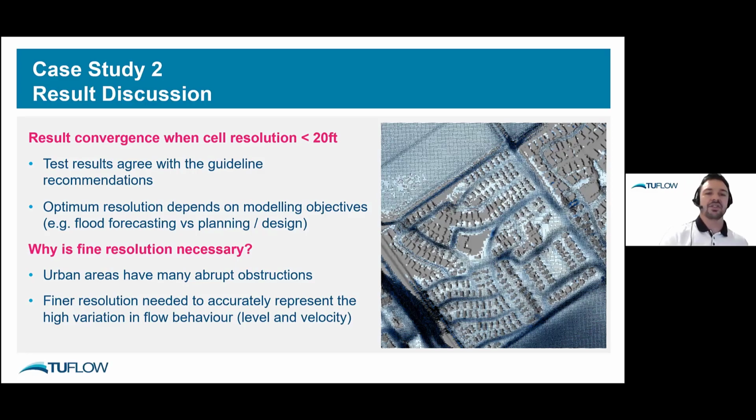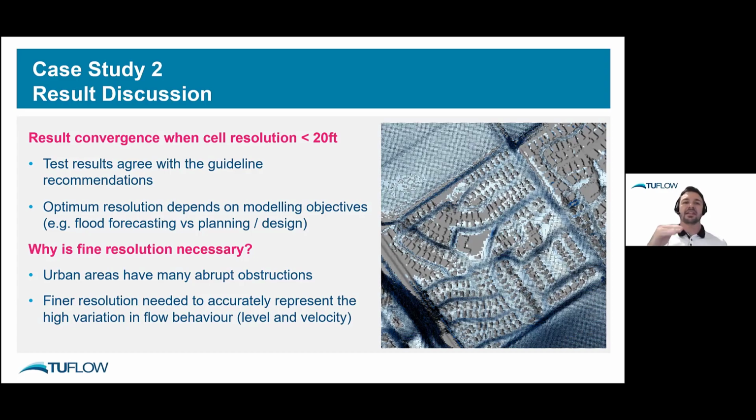Now, a question is, why is finer resolution necessary in this case? Put simply, look, urban areas have lots of obstructions and finer resolution calculations are just needed to represent that high variation in flow behavior. I'm not just talking about depth and level here, but more importantly, probably, I'm talking about the velocities. So because of that, it's necessary for us to model at a higher resolution.